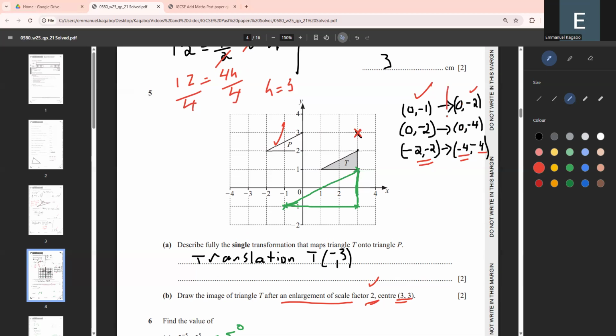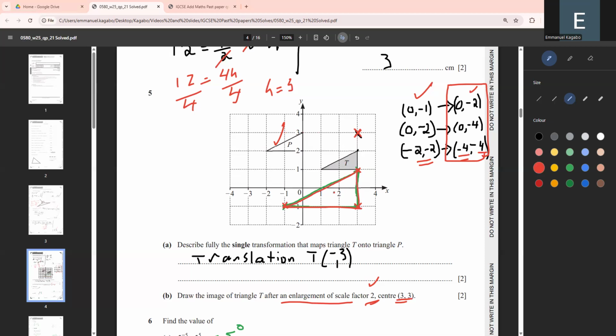I'm going to plot these points on the new graph with center (0, 0) here. Okay? Now, (0, -2) will come here. That's what I'm going to have. Now, (0, -4): 1, 2, 3, -4 comes here. Is that okay? Now, plot this point, (-4, -4). 1, 2, 3, 4, -4. Move down -4. 1, 2, 3, -4 here. Then join your triangle. This is the enlargement you have got.